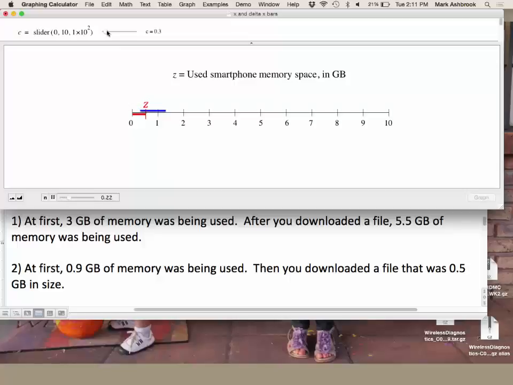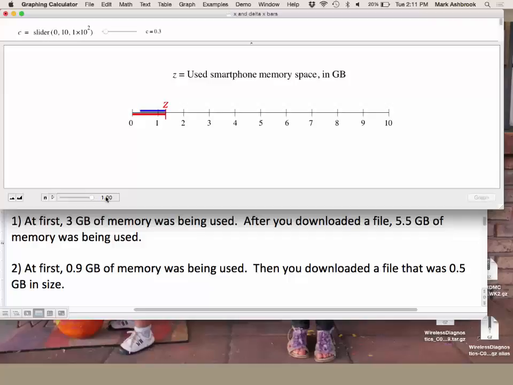We're given that you started off with 0.3 on your phone, right here. We're given that your phone started with that much memory, the red bar. And then at the end, that much memory was taken up on your phone, the red bar, 1.2. So what's the unknown? The blue bar is the unknown, or the change, DZ. Do you see it? DZ is the unknown. To calculate that, it's going to be the final minus initial, ZF minus ZI.